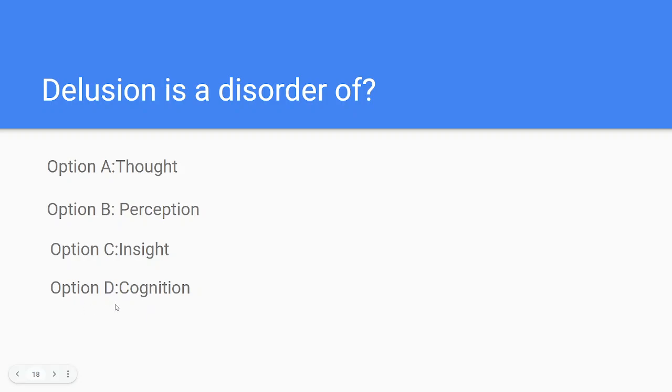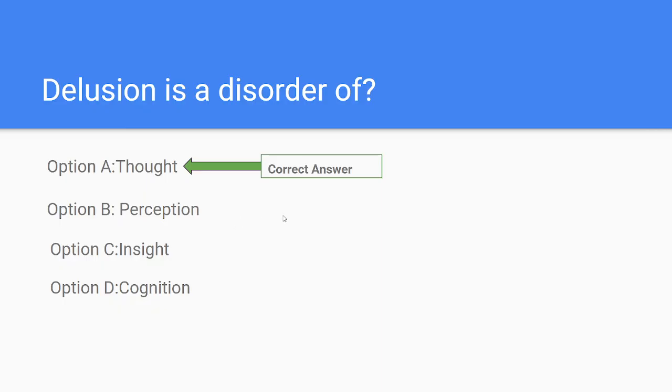Okay. Then cognition. Cognition means understanding through thought, how we are thinking, how we are experiencing things, how we are sensing things. It is a process of acquiring knowledge. This cognition means the process of acquiring knowledge.